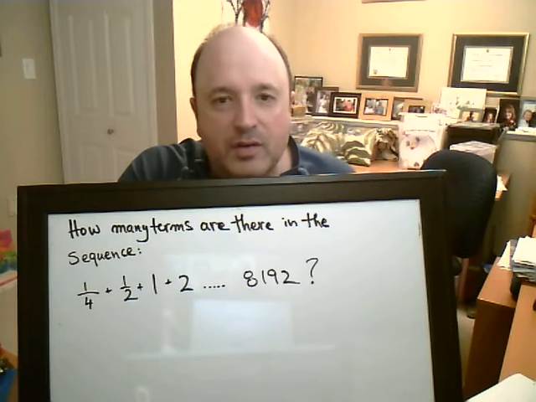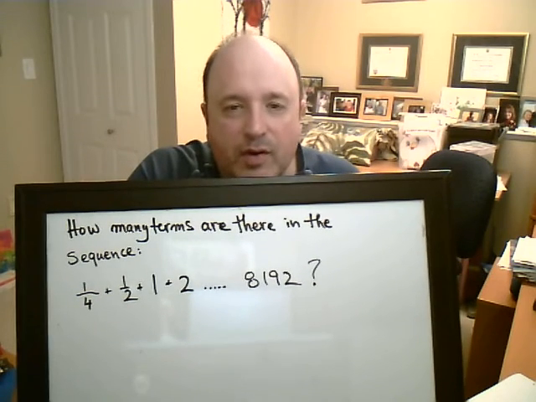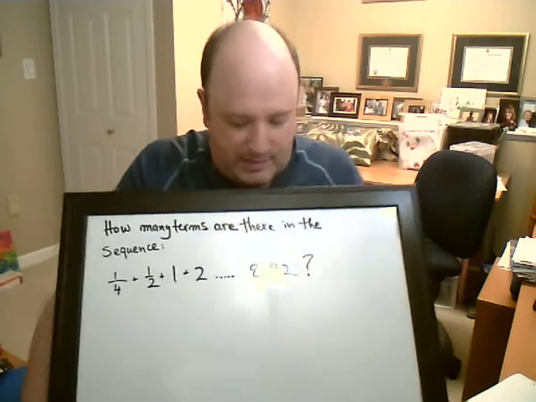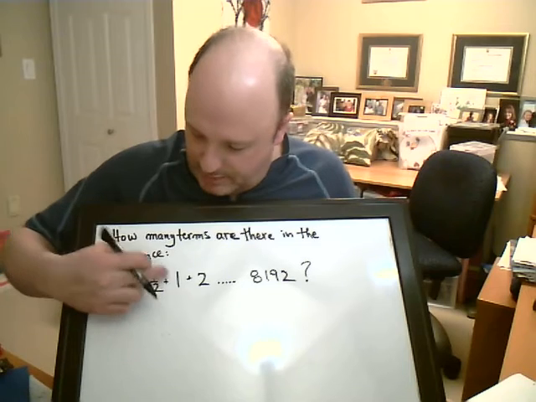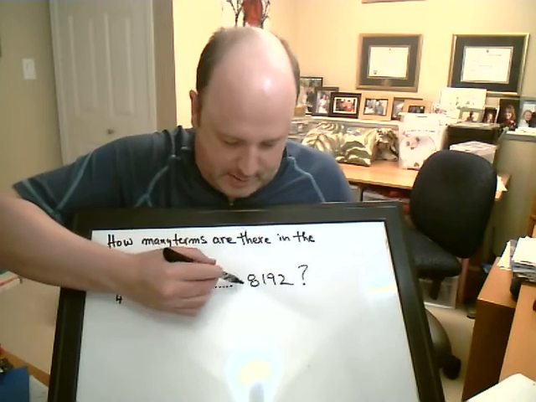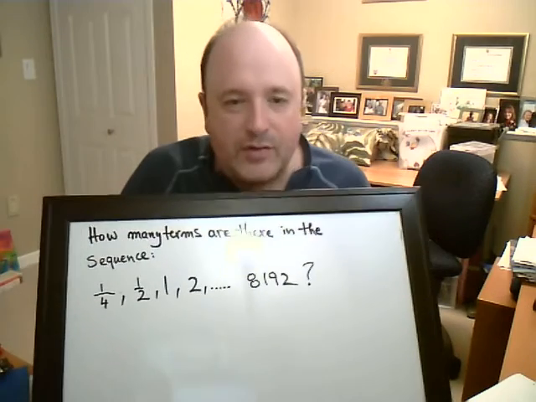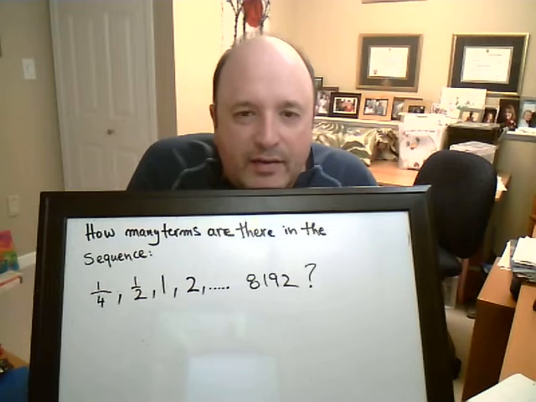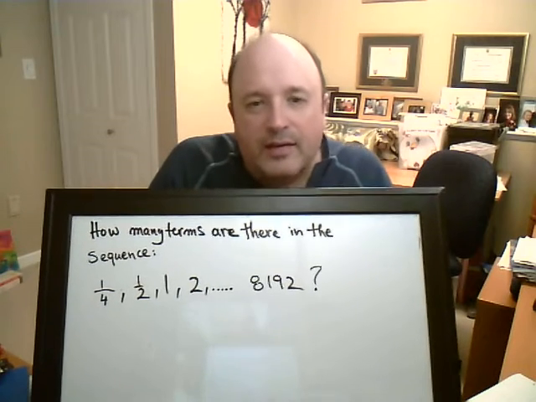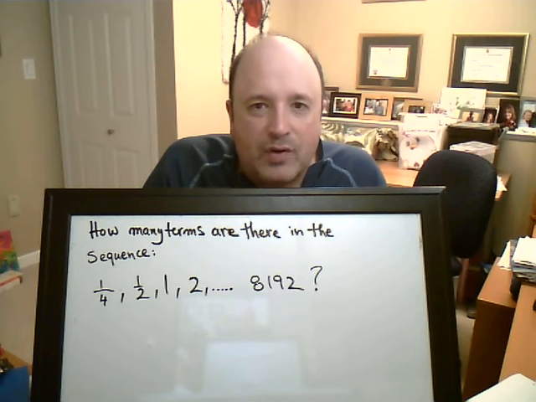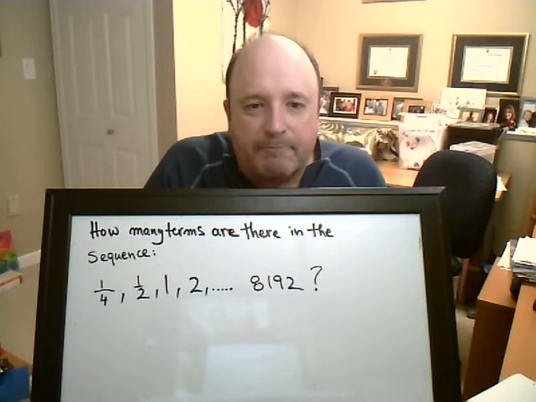This will be something you'll see on your unit test because it requires us to use logs to solve for this. It says, how many terms are there in the sequence, and the sequence should have commas, right? How many terms are there in that sequence? You could try to count it out by hand, and that's fine, but this is a unit on logs, so we want to show how we know how to use logs to solve for that.